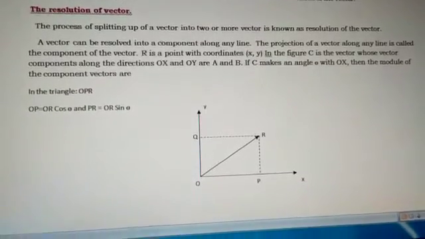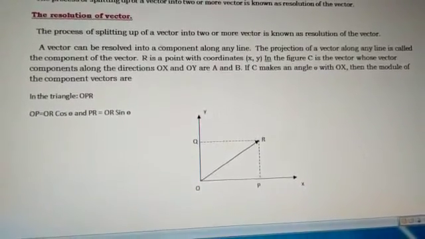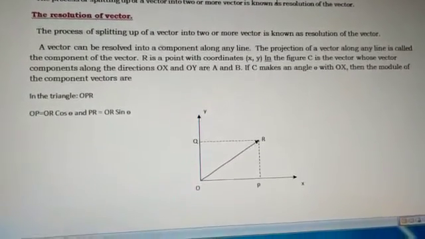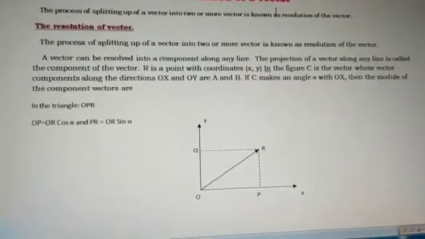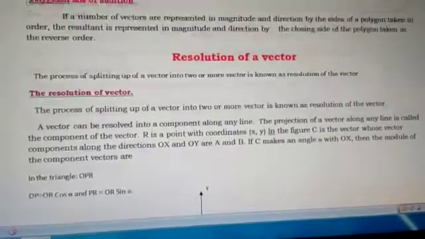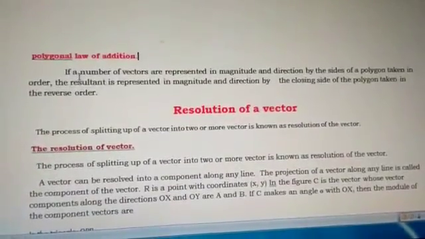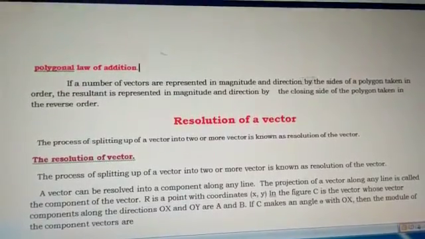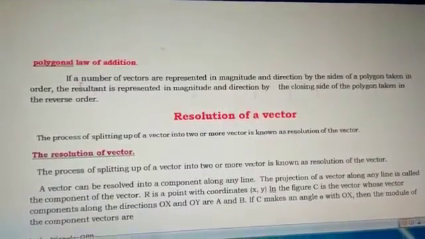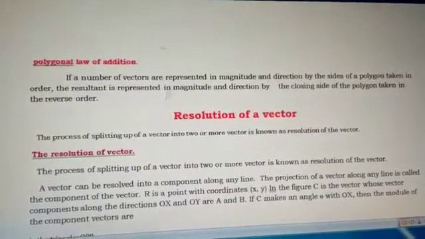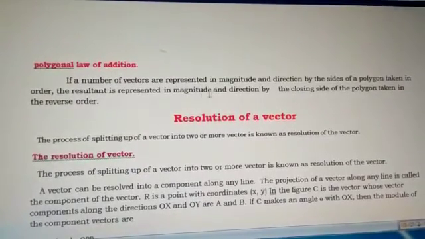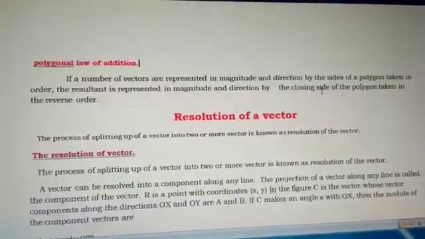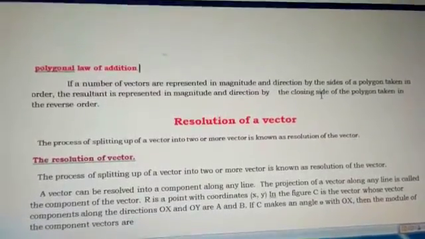Otherwise, we have another law, the polygonal law of addition. Under this, if a number of vectors are represented in magnitude and direction by the sides of a polygon taken in an order, the resultant is represented in magnitude and direction by the closing side of the polygon taken into consideration.